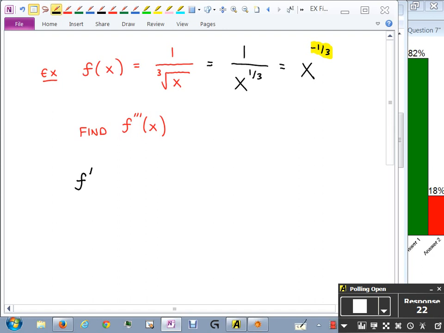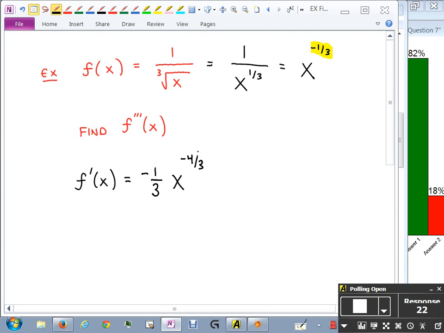So f prime of x will be equal to, you tell me, negative 1/3 times x to the negative 4/3. So you're doing negative 1/3, you're taking away 1. You're going to be doing this so much. That's why I was saying you need to get really proficient with it. Negative 1/3, take away 1 is negative 1/3 minus 3/3, which is negative 4/3.